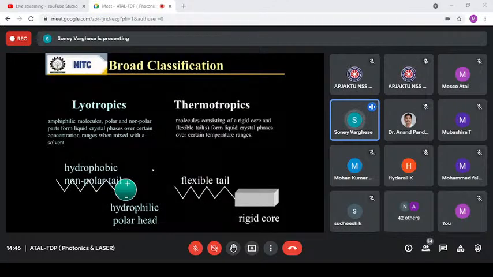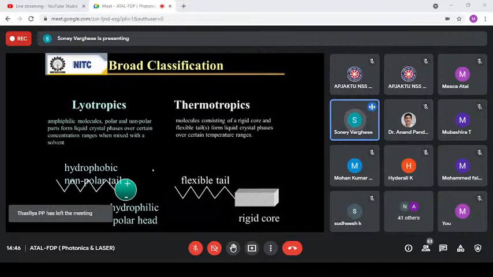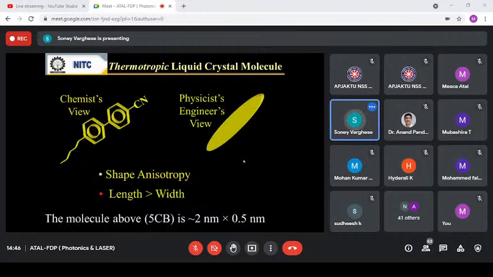Then if you look at the material side, especially the liquid crystal materials, we have different classes of these materials. We can have lyotropic or thermotropic. Thermotropic actually depends on the temperature of the material, the temperature of the surroundings. The material property depends on the temperature. So in most of the display devices, we use thermotropic systems.